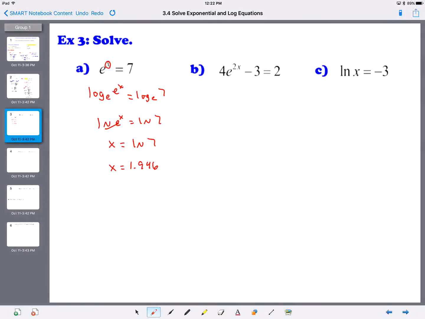And there you go. And so same thing on part B. Go ahead and pause and try to work this one out yourself. We do need to isolate the e, the base, before we can do the natural log, just like always. So we have e raised to the 2x is equal to 5 divided by 4.